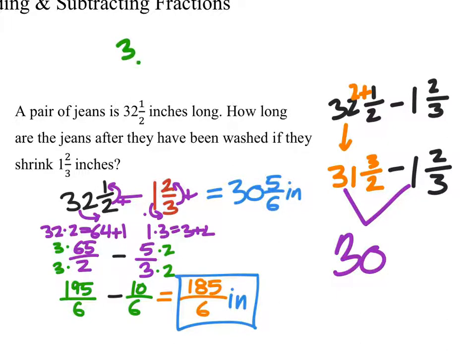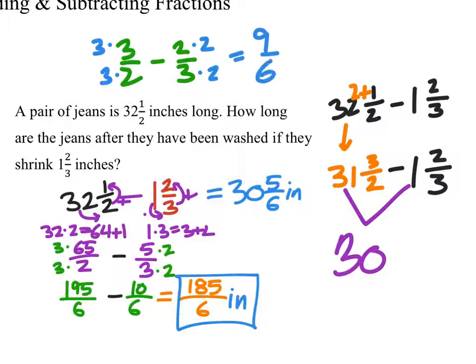I'm going to go back to 3 halves minus 2/3, right? I need those common denominators. So we're going to make them 6 again. So I got 3 times 3 over 3 times 2. And then 2 times 2 over 3 times 2. So this would end up being 9 sixths minus 4 sixths, which again shows us the same answer as 5 sixths.